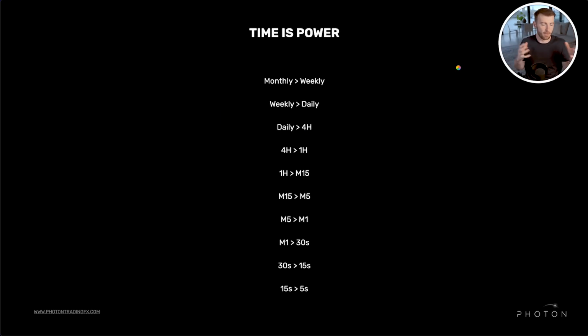A monthly candle or monthly price action is going to be more important than the weekly. Weekly price action is going to hold more power than the daily, so on and so forth. The lower and the lower you go. Okay, so the higher the time frame, the more significance, because of the more liquidity, the more orders, the more money that it's taken to form the price action on that time frame. The lower you go, the more noise and kind of randomness that there is in there.